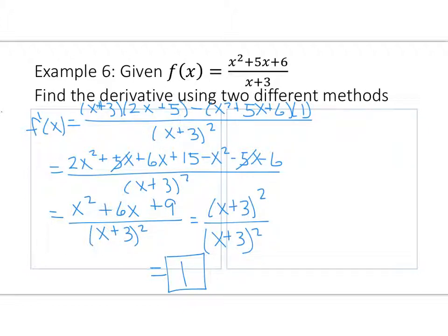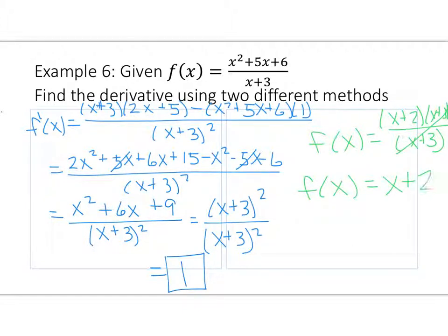Now, the other option I had was I could have simplified the function first. So I could have said, okay, wait a minute. F of x is equal to x plus 2 times x plus 3 over x plus 3. The x plus 3 simplify, so f of x is equal to x plus 2. F prime of x is equal to 1.